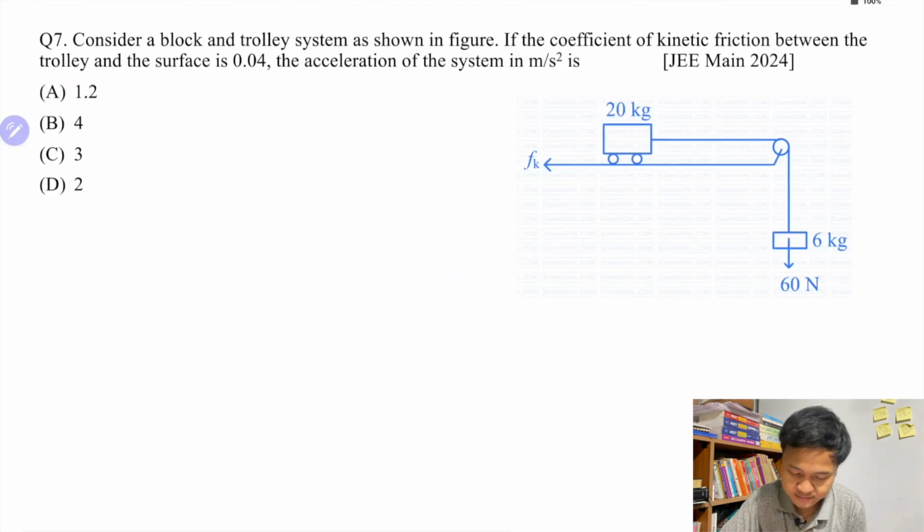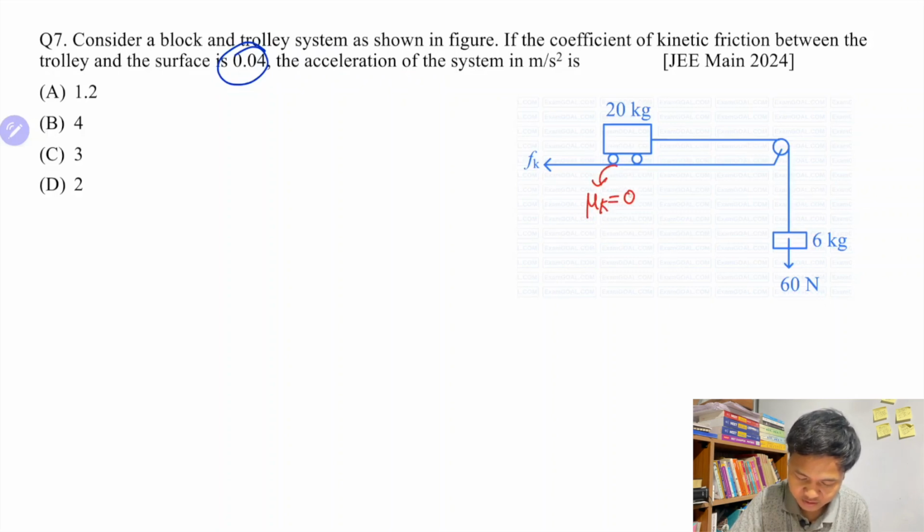Next, another JEE question. A block and a trolley system as shown in the figure. The coefficient of kinetic friction is given as 0.4, so mu k equals 0.04.